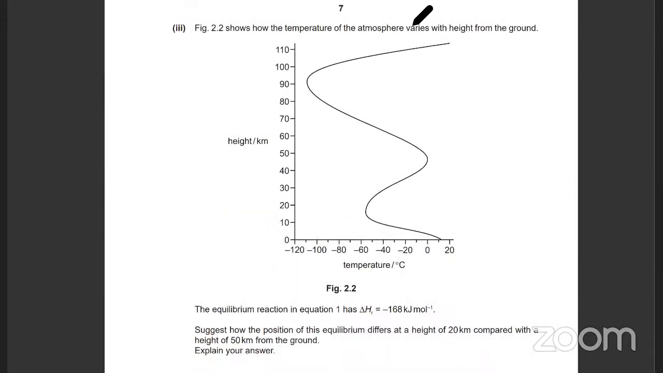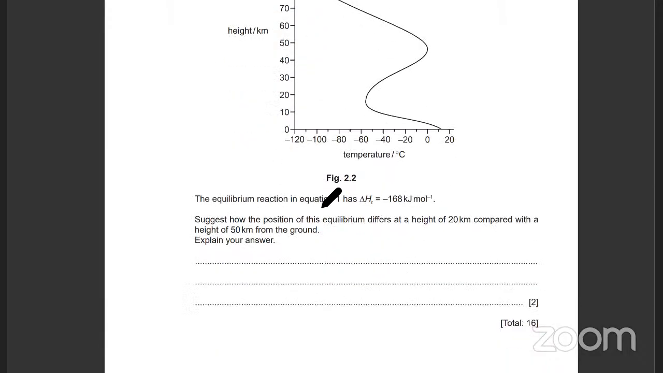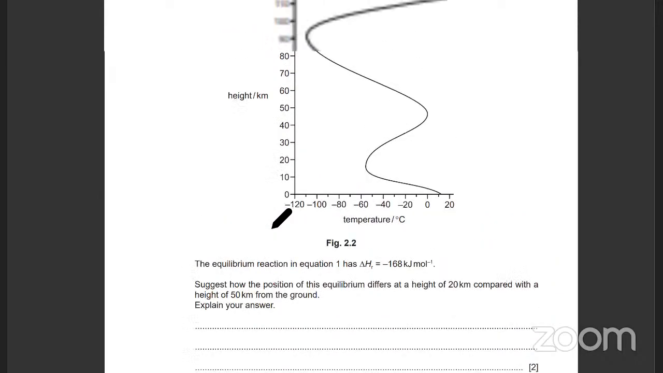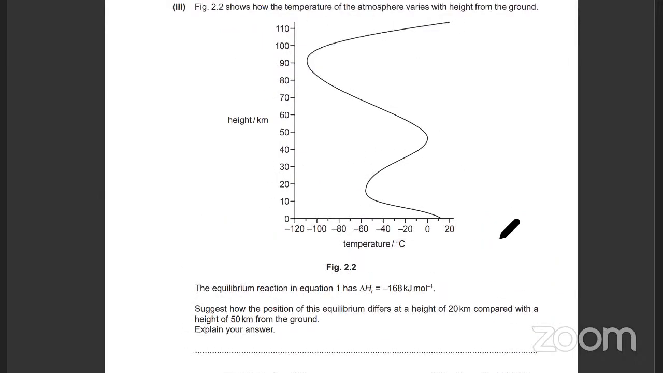Now this one shows how the temperature of the atmosphere varies with height from the ground. So this is the height and this is the temperature. So on the ground it's around 0, and then it drops, increases again, drops again, and then increases again. So the equilibrium reaction in equation 1 has delta HR of -168. Suggest how the position of the equilibrium differs at a height of 20 kilometers compared with a height of 50. So it's just a very stupid way of saying what happens when you change temperature.